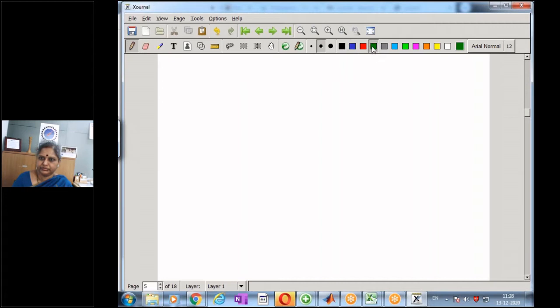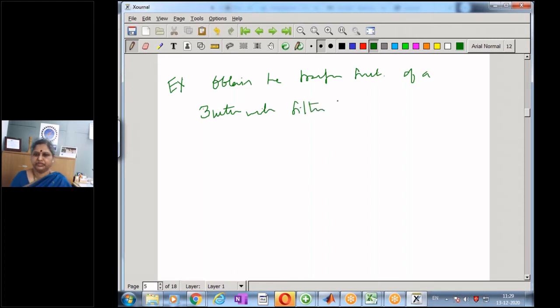Let's take an example. The question is to design or obtain the transfer function of a Butterworth filter to have an attenuation as shown below.